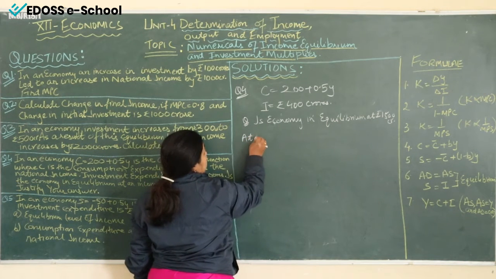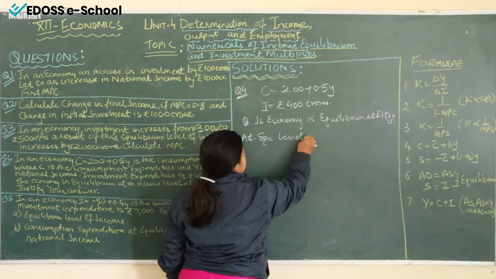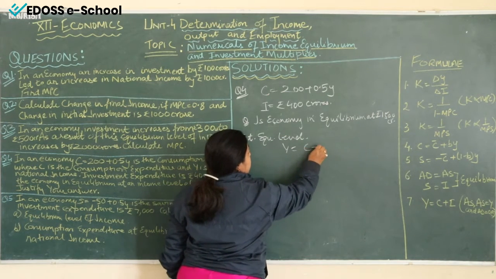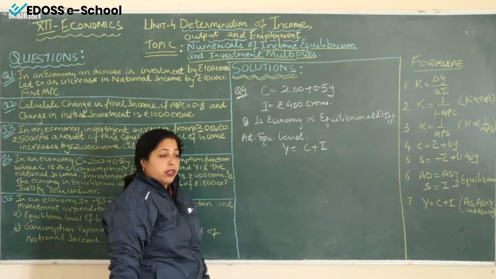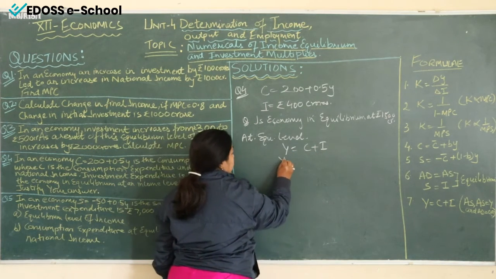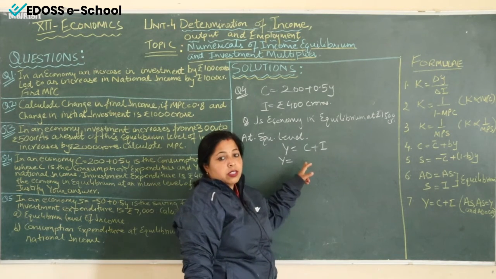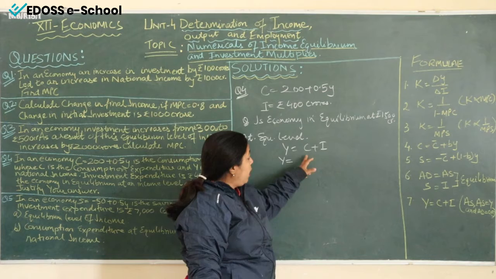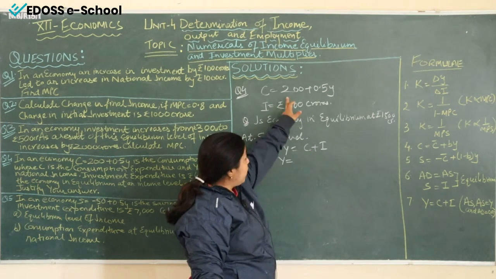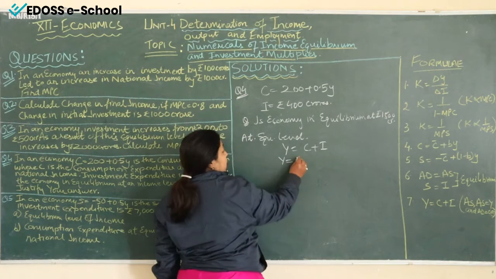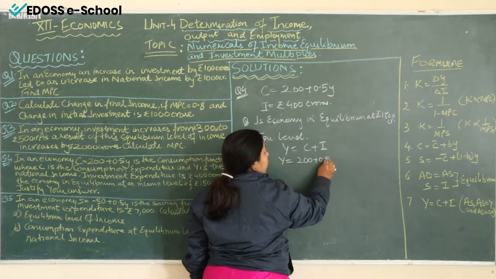At equilibrium level Y is equal to C plus I. Fine. Y, so we have to find it out. So, we will place it like this only. Now, C is consumption expenditure and here we have the equation of C. So, in place of C, we will write the equation of C, that is 200 plus 0.5 y.